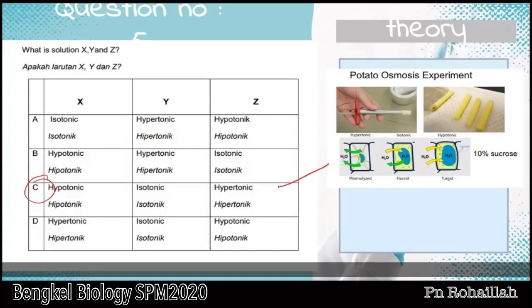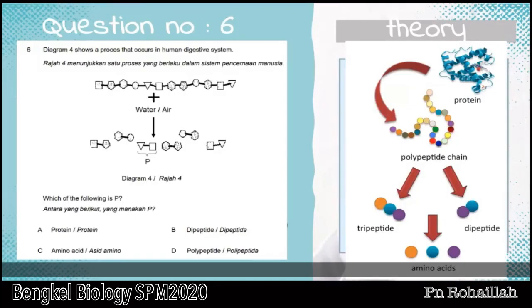So yang ini potato osmosis experiment. Kita tak buat guna potato, kita buat guna apa yang hari tu saya tak ingat. Okay, so next. Number 6. Diagram 4 shows process that occur in human digestive system. So underline the word digestive system.